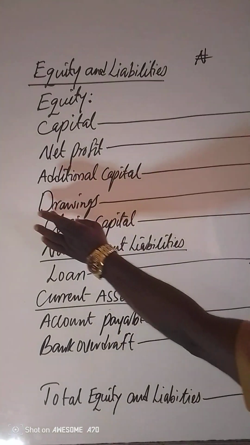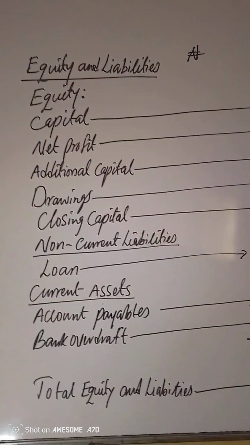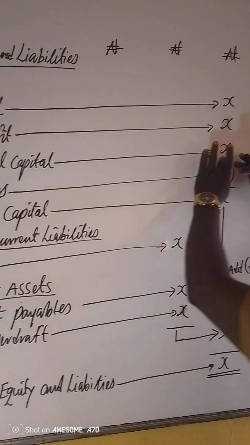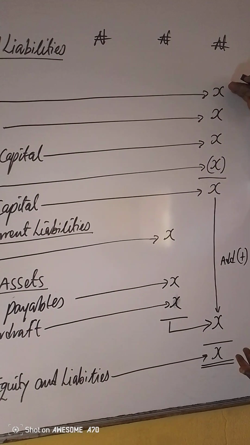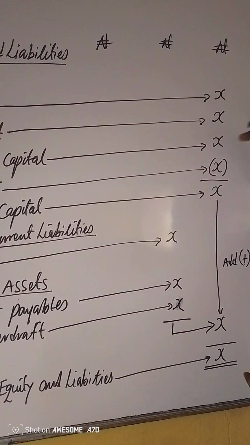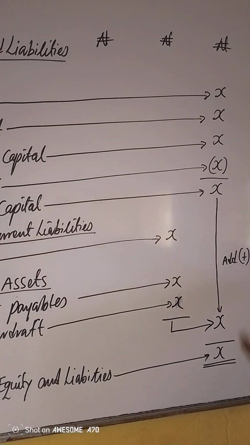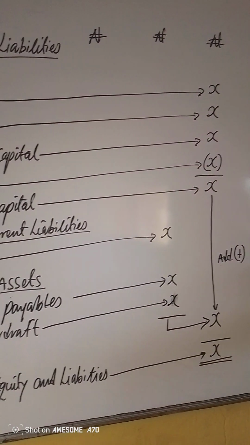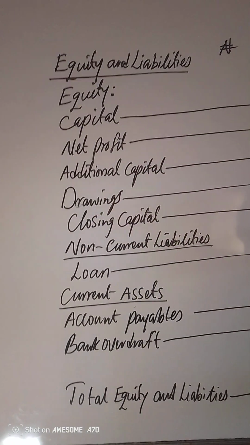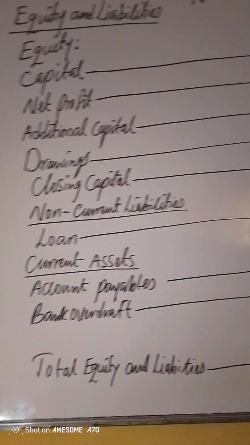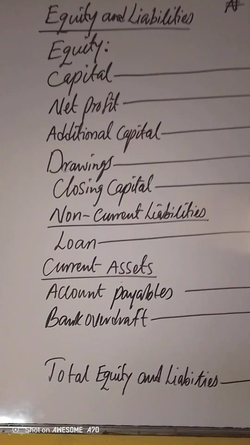Then from here we have drawings. That is what is taken out by the owner. As you can see, drawings is a deduction, so you put it in brackets. So when you sum the capital, the net profit, the additional capital, then you subtract drawings. In accounting, what you have is what is called the closing capital. This is the capital that the owner has, or the equity that the owner has, at the end of the year.